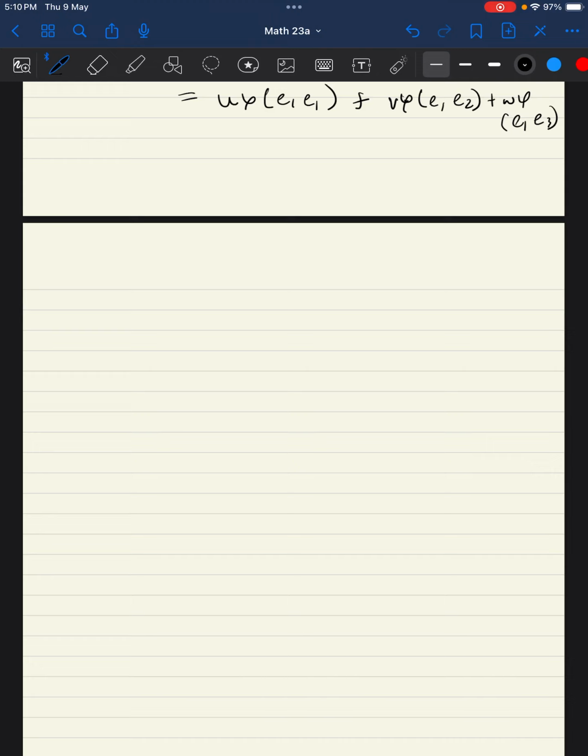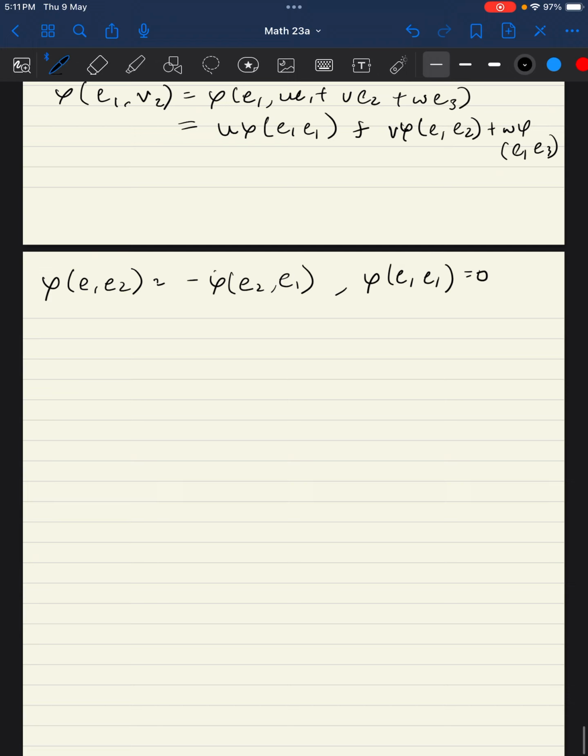Now in this case, phi is also alternating, which is something that we know from before. So we can write down stuff like phi of E1, E2 equals negative phi of E2, E1, and phi of E1, E1 is equal to 0. We're going to do the same thing from before and start regrouping terms.